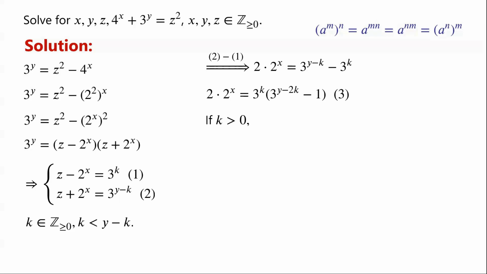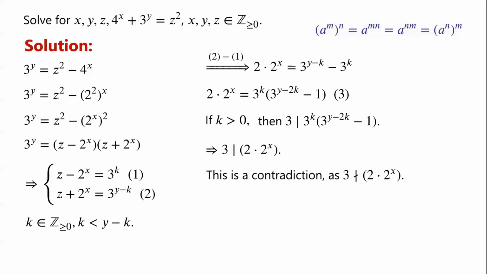If k is greater than 0, then 3 divides 3 to the power of k, times (3 to the power of y minus 2k, minus 1). From equation 3, we know that 3 divides 2 times 2 to the power of x. This is a contradiction, as 3 does not divide 2 times 2 to the power of x. Therefore, k must be equal to 0.